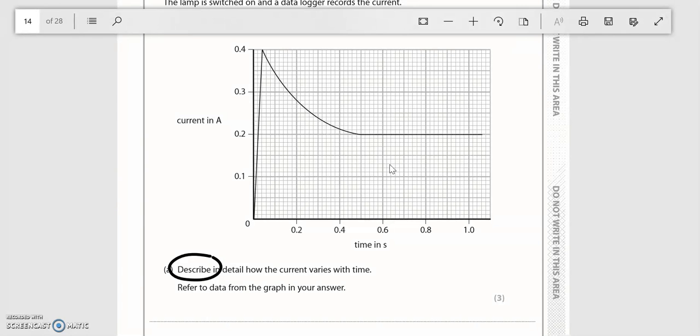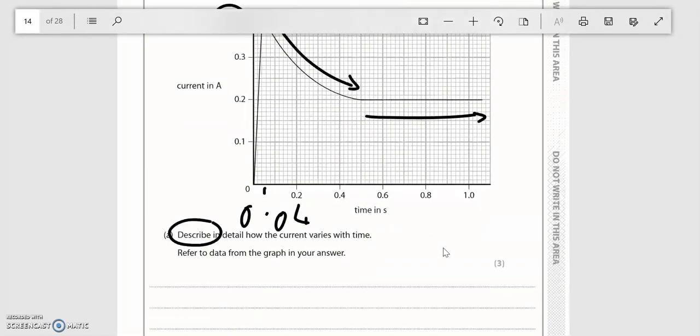So between 0 and 0.04 seconds, the current increases up to a value of 0.4 amps. That'll get you 2 marks. After 0.04 seconds, it then decreases until it reaches a settled or constant value of 0.2 amps. Just saying those things would actually get you 5 marks, and you only need 3. It doesn't want you to explain it, just describe it.